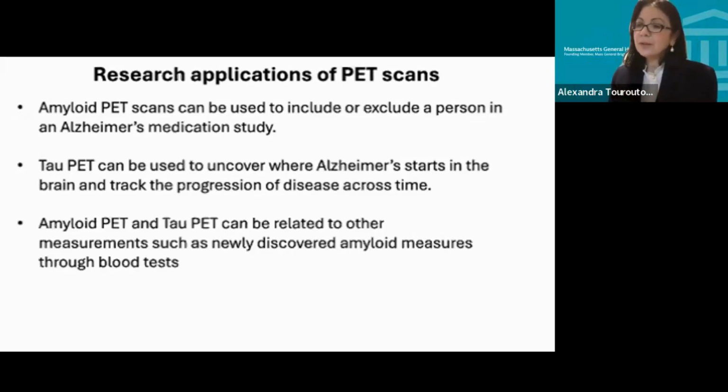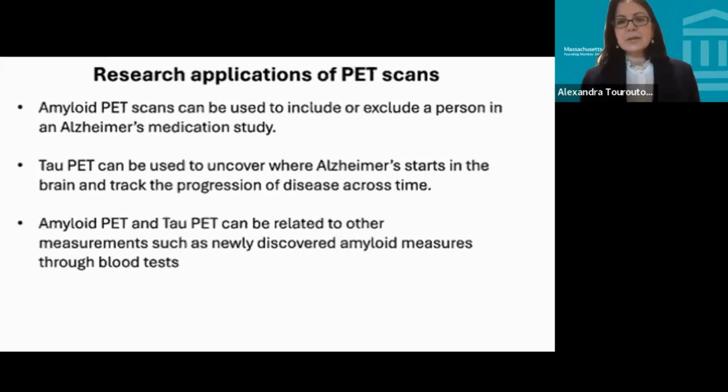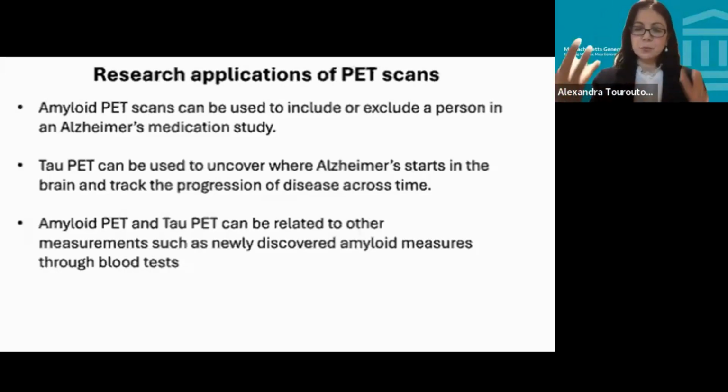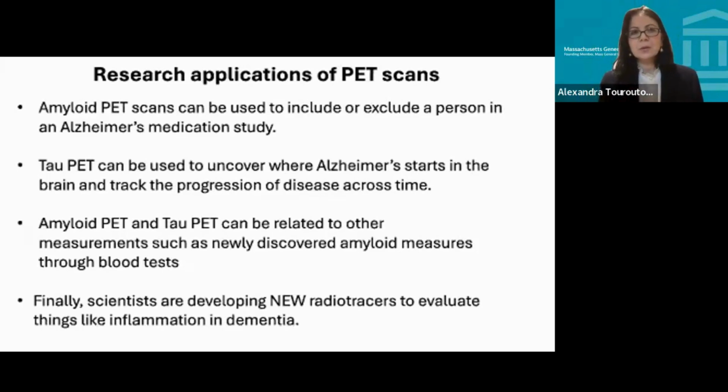And then we also have blood tests that can detect the toxic proteins associated with Alzheimer's disease, and blood testing information can also be used with the MRI and the PET scans to better inform the diagnosis and the prognostication of the disease. And finally, we are also developing new radiotracers, new drugs that allow us to evaluate things like inflammation in dementia. We get a sense of what is happening from an inflammatory cascade point of view.